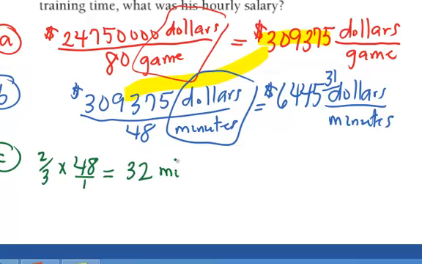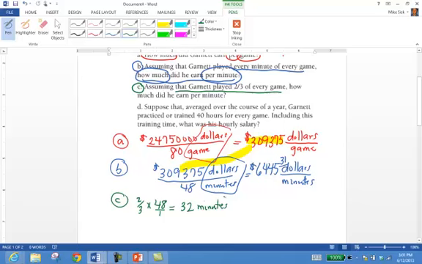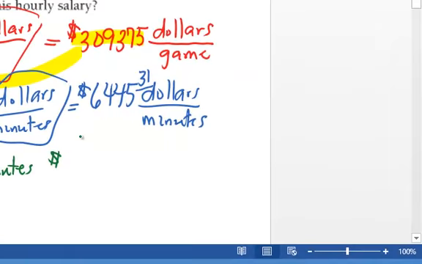So 32 minutes. If he played 2/3 of every game and sat on the bench the rest of the time, he played 32 minutes. So the only difference there in what you would get, how much did he earn per minute, how much per minute, and there's your per again. I'd put the dollar amount for one game, $309,375.